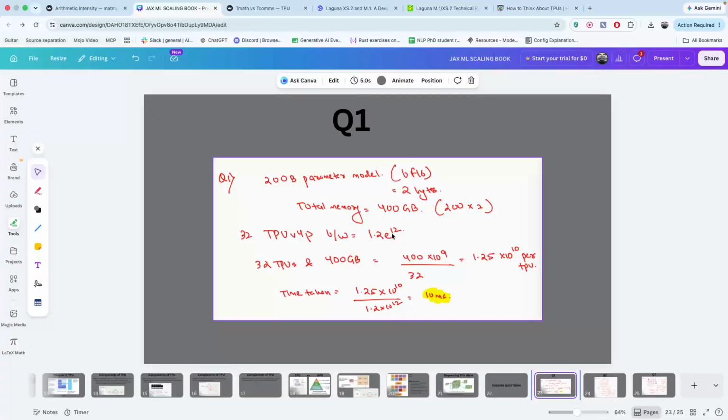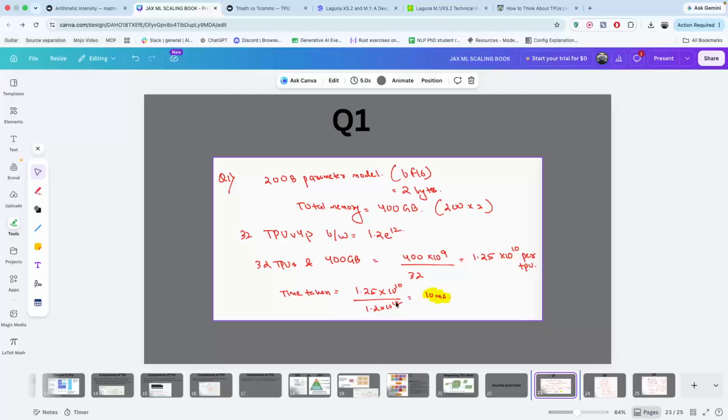So I have copied over this 1.2 × 10^12. So you have 32 TPUs and you have 400 gigabytes. Each TPU needs to load 400 gigabytes divided by 32, which comes around 1.25 × 10^10 data to be read per TPU, which is around 0.12 gigabytes. Around 12 gigabytes per data point.